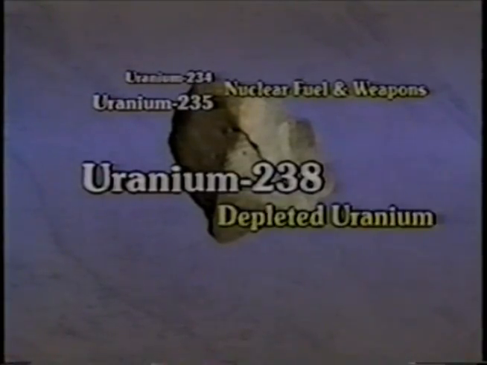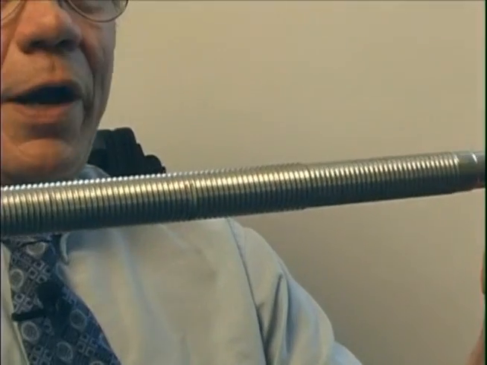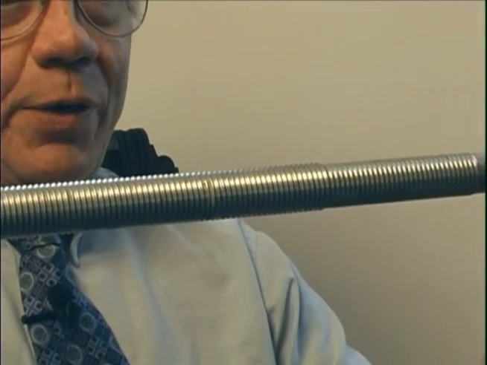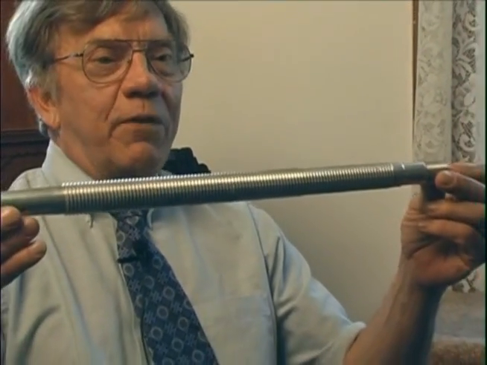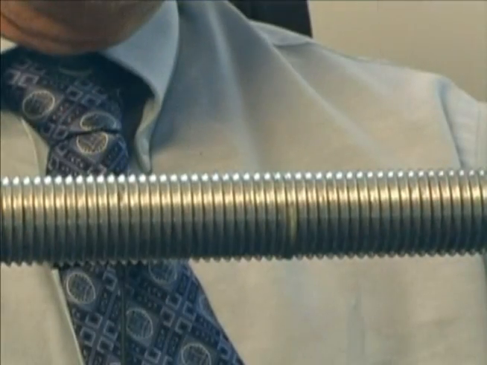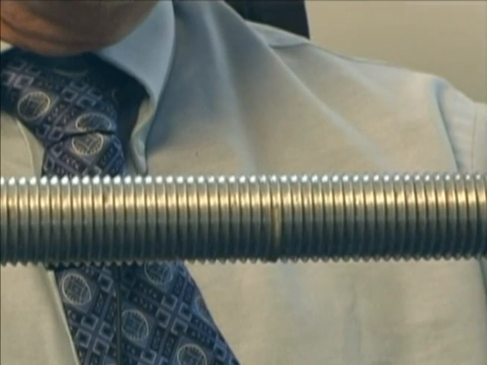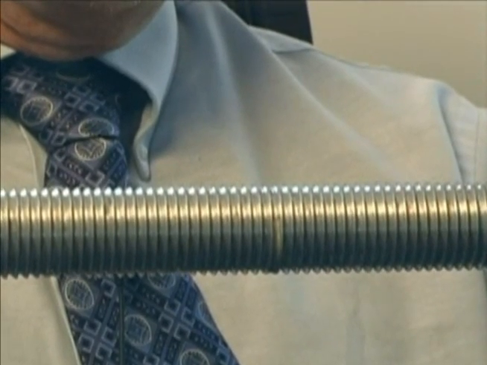Uranium-238 becomes depleted uranium. This is an aluminum model of one DU tank round. This round would be fired by an Abrams tank. If it was actually uranium rather than aluminum, it would be over 10 pounds of solid uranium.